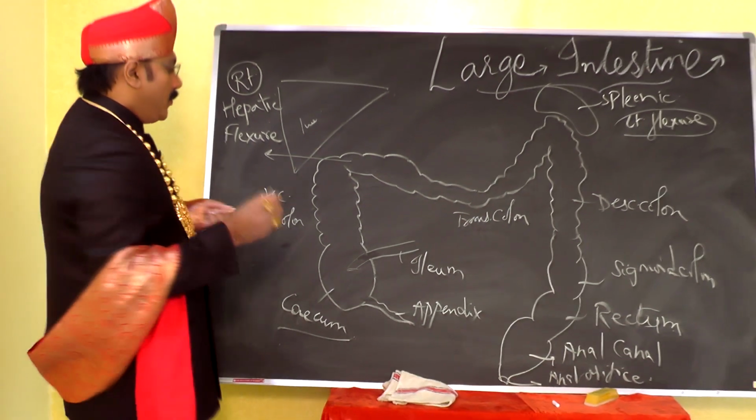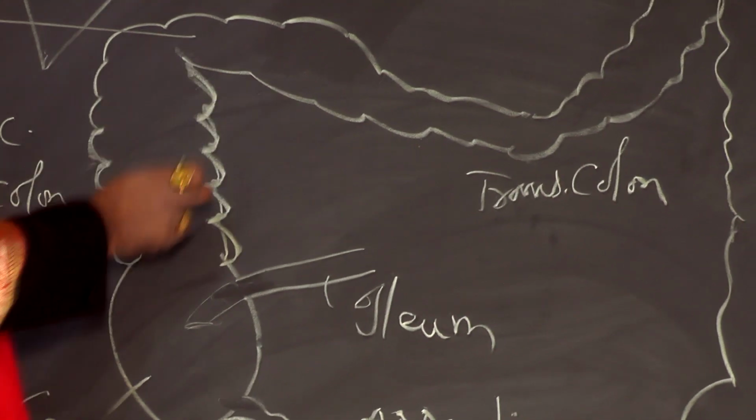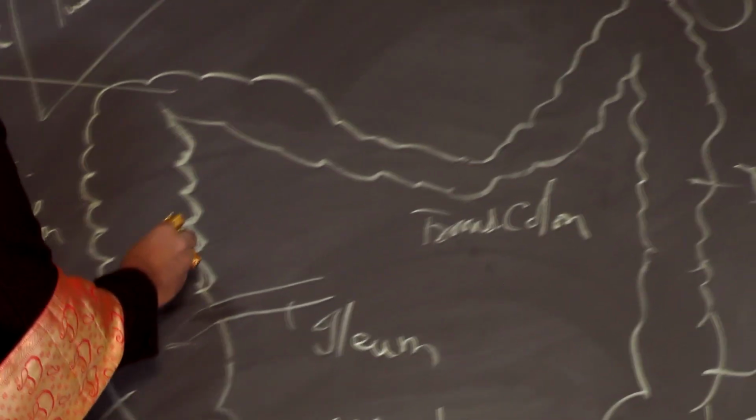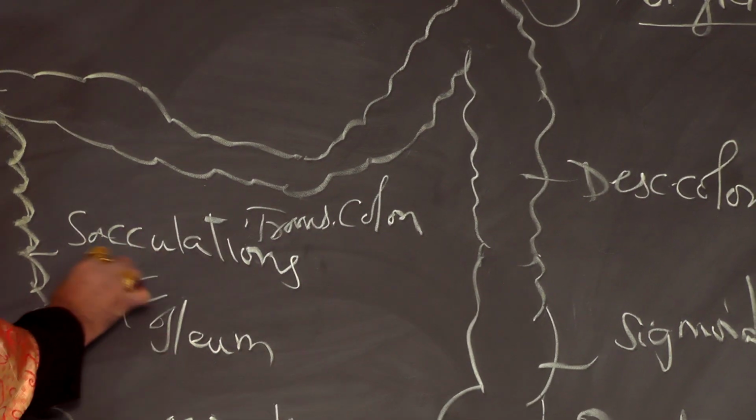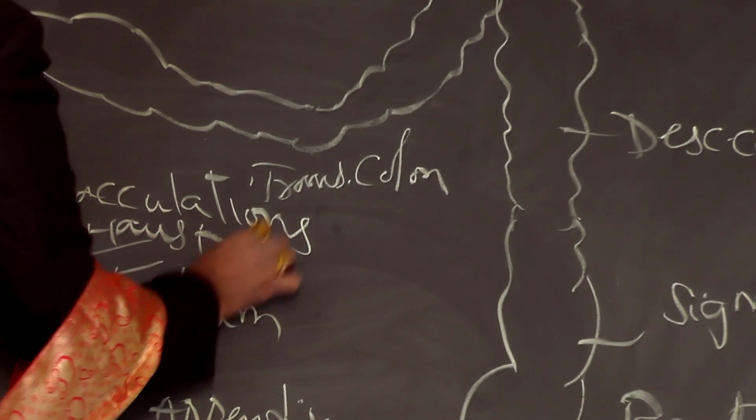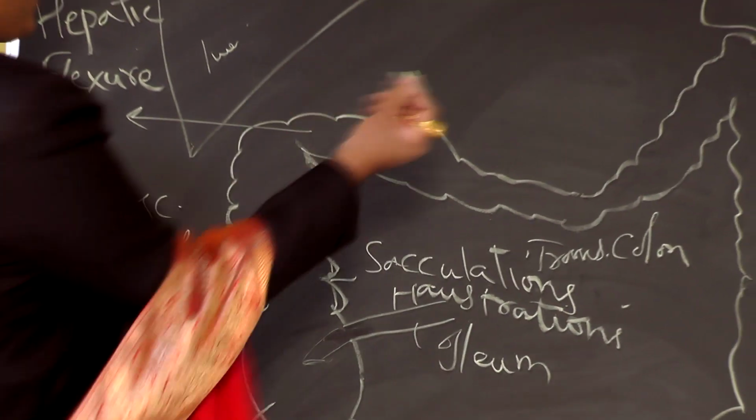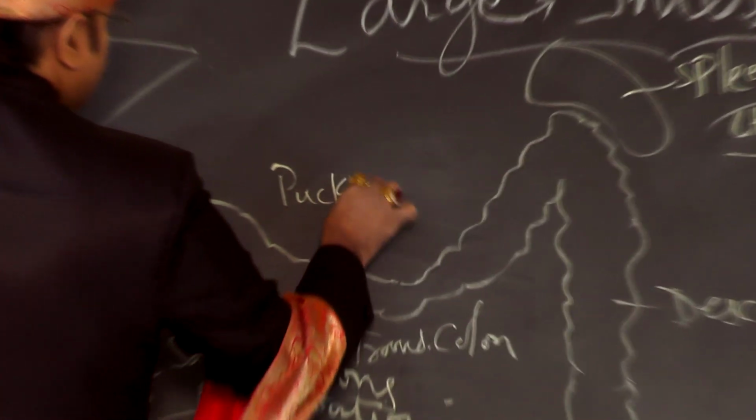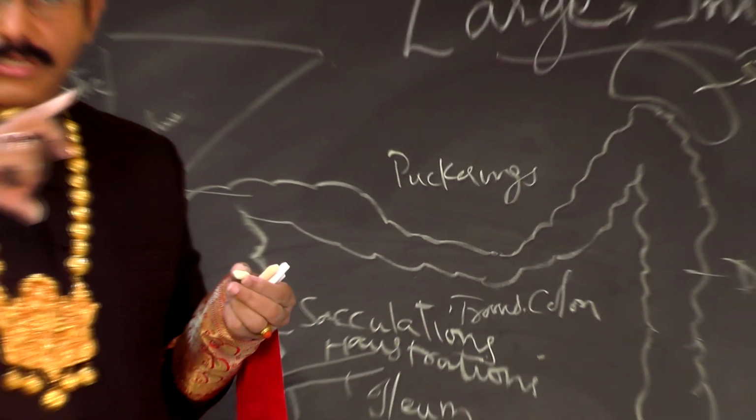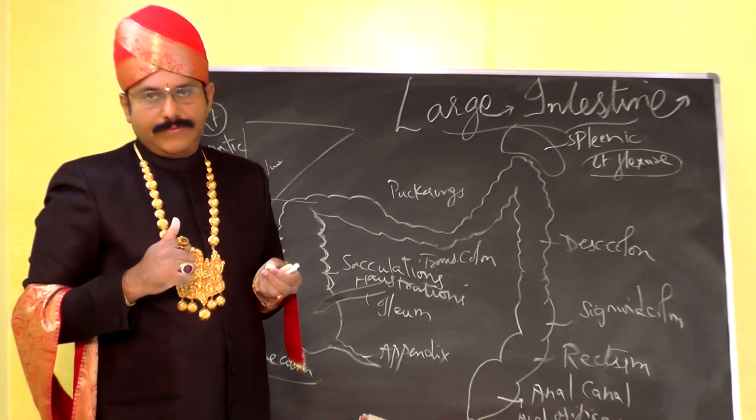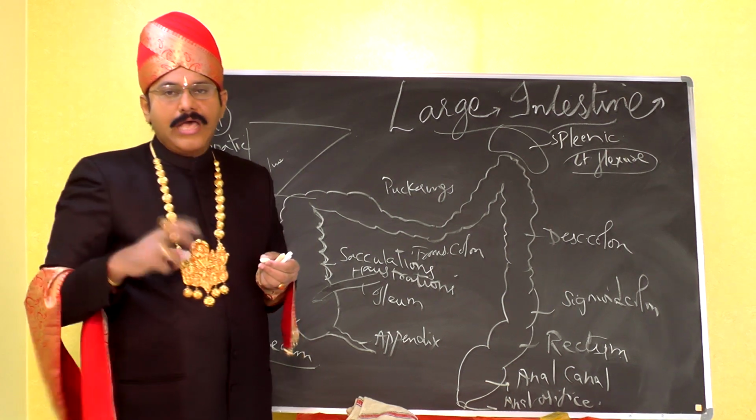Now please observe, whenever you draw the large intestine, you draw something like this, a wavy border. Why do you draw it? These are called sacculations or haustrations, which are also called puckerings. The puckered appearance of the large intestine is because the longitudinal muscle cord is shorter compared to the circular muscle cord, so you get these puckerings, haustrations or sacculations.